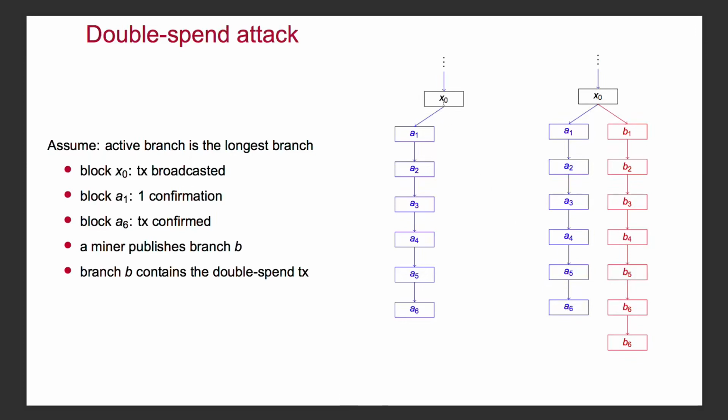So in a bit more detail, in Bitcoin, we have a 6 confirmation rule. Suppose there is a transaction in block A1 which gets confirmed in block A6, and then whoever sent the transaction can exchange it for goods or services. Then the attacker publishes another branch which does not contain this transaction at all, and the effect of the transaction gets nullified, and he can spend his coin in this B branch. So that's the idea of a double spend attack.